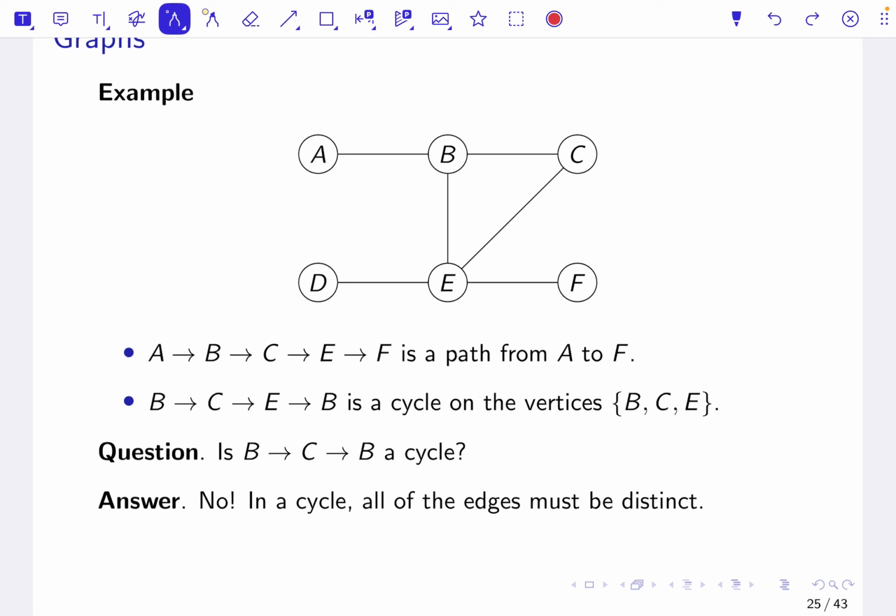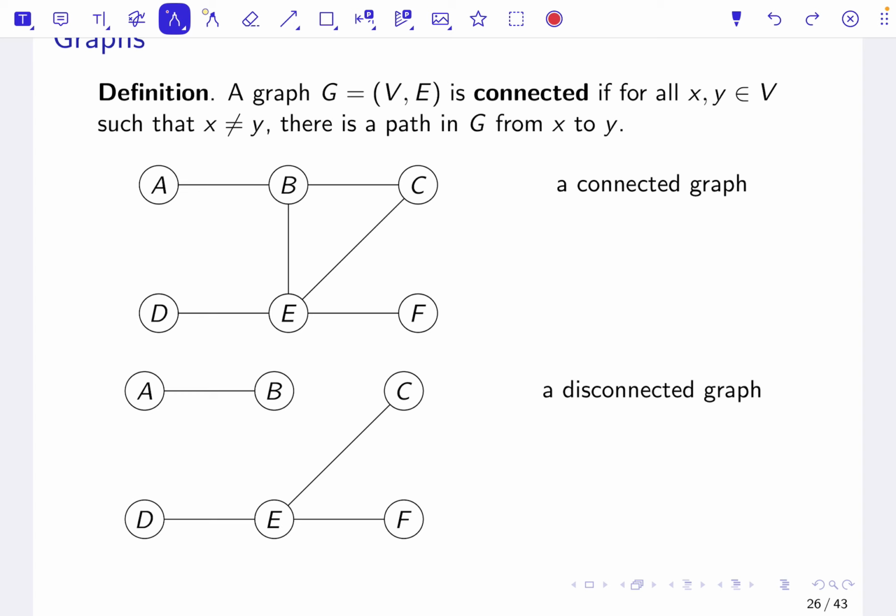These definitions just keep on coming. We've got at least 3 more. At least. A graph is connected if, for all unique pairs of vertices, so more formally, x and y in V such that x is not equal to y, there's a path in G from x to y.